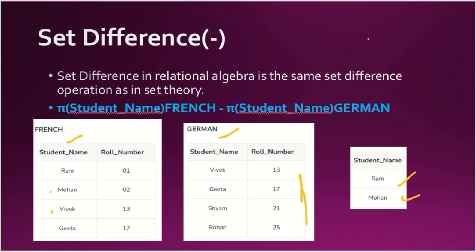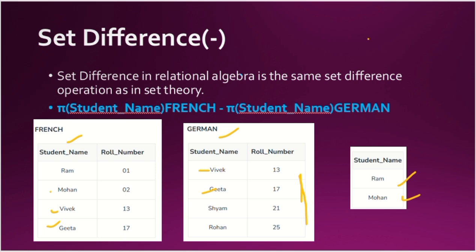So go with Vivek. In the first row of the German table only I have found that Vivek name. So I don't want to mention that name because it is a difference. Whatever names are not present in the second table, only those I need to mention. So go for the next name, Geeta. Check in the German table. Again I have found the name Geeta, so I don't want to mention this name also.